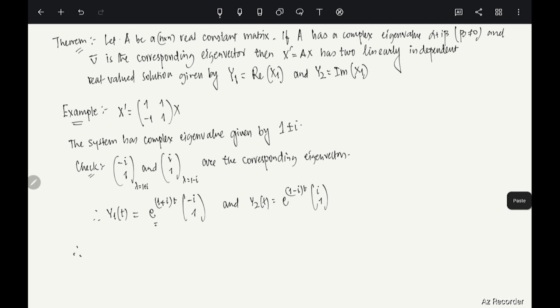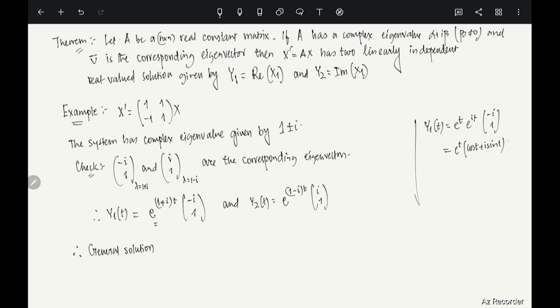So how do you write down the general solution? I should break it up, right? So let's do it here. You see, y1 of t is nothing but e to the power t, e to the power i t, and then the vector minus i, 1. So it is e to the power t times cosine t plus i sine t.